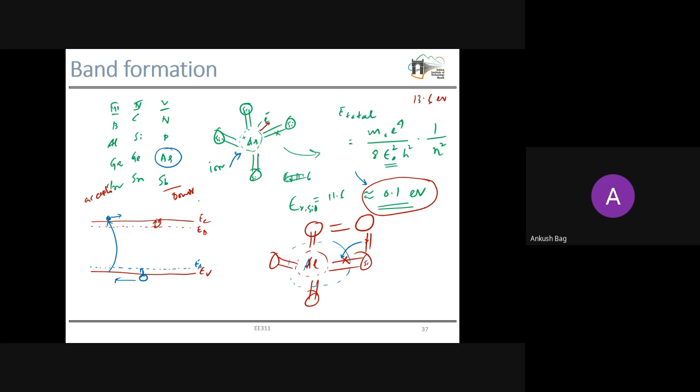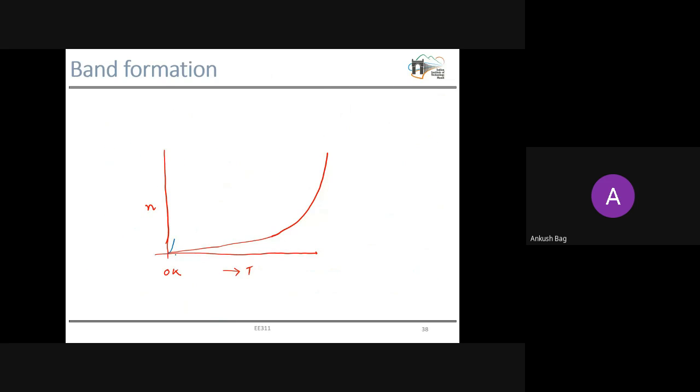Because see, the energy difference between these two levels is only 0.1. So with a very low amount of thermal energy at very low temperature, you will be able to get a lot of carriers, because that energy ED to EC difference is very small, of the order of 0.1 electron volt. So it will increase drastically. So then it will saturate. Why will it saturate?